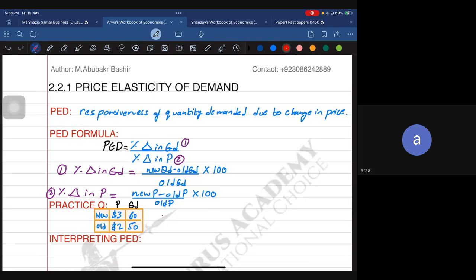Okay, fine. So what you have to do first is, if you want to find the percentage change in quantity demanded, you will basically do 60 minus 50. Do it now on a piece of paper and let me know how you've done it. You can share your work with me.